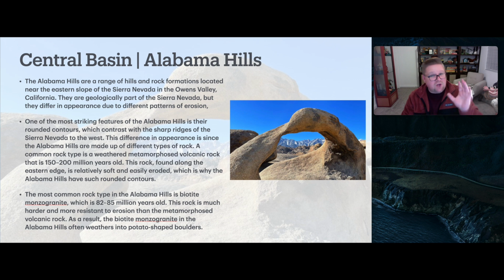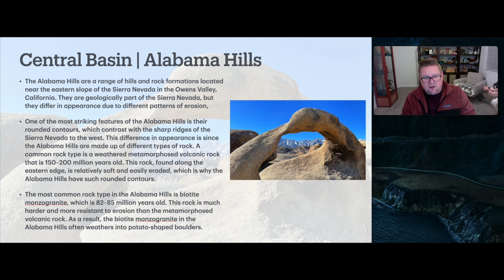And they're not as tall, so they're more susceptible to weathering. One of the most striking features of the Alabama Hills is their rounded contours, which contrast the sharp ridges of the Sierra Nevada to the west. The difference in appearance is because the Alabama Hills are made out of a different style of rock. A common rock type is metamorphosed volcanic rock that is about 150 to 200 million years old.